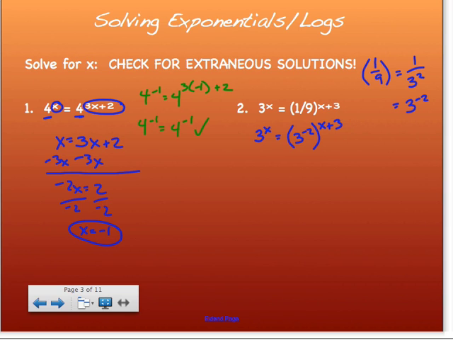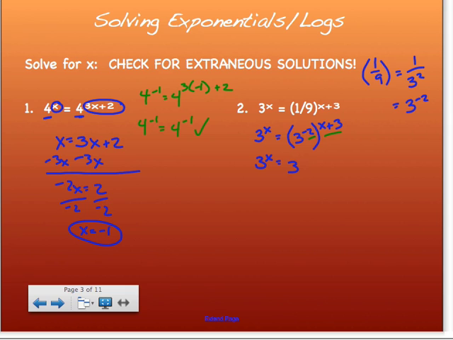Now, because I did that, you can see now that my bases are the same. Now I just got to simplify a few things, especially on the right side. On the right side, I have a power to a power, so I know I need to multiply those. And so if that's the case, I have 3 to the x equals, and I still have 3 to the negative 2 times x plus 3.